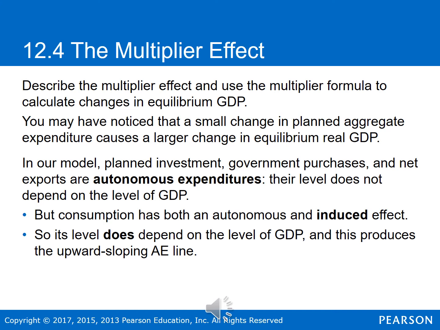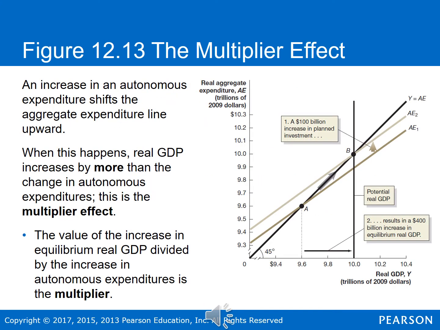throughout this section. We have figure 12.3. This is our simple Keynesian cross that we worked with in the previous section. So we can use this to illustrate the effect of an increase in planned investment on investment spending. Let's assume that the economy starts in equilibrium here at point A, where the y equals AE 45-degree curve crosses the aggregate expenditure curve. It's going to cross at point A, where the real aggregate expenditure is $9.6 trillion, and the real GDP is $9.6 trillion.